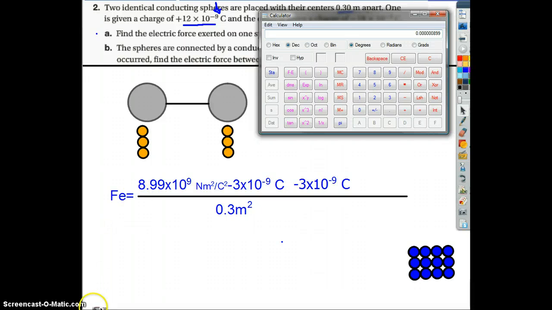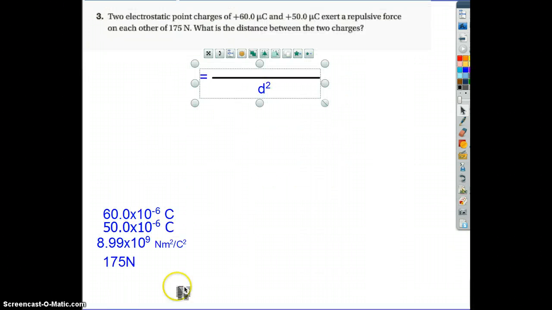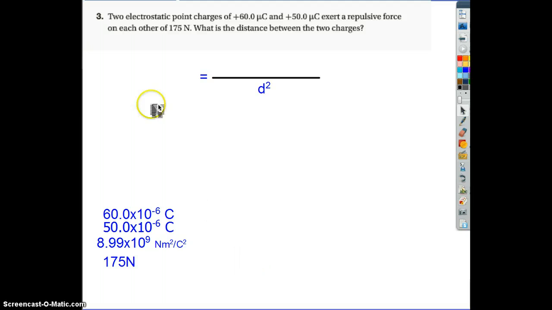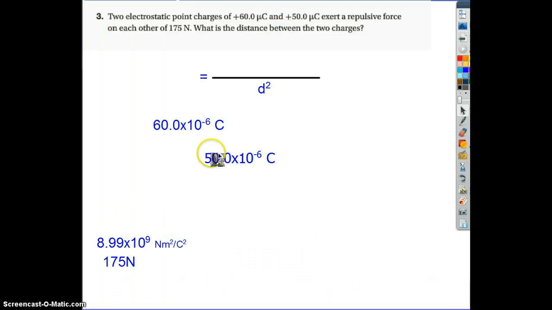Alright, let's move on to number 3 here. Alright, this problem is set up slightly different. 2 electrostatic, that just means 2 charged up things. Point charges mean they reside at a point, no big deal there, of 60 microcoulombs and 50 microcoulombs. They repel each other, right, because they're both positive, so they're going to repel, with a force of 175 newtons. What is the distance between them?